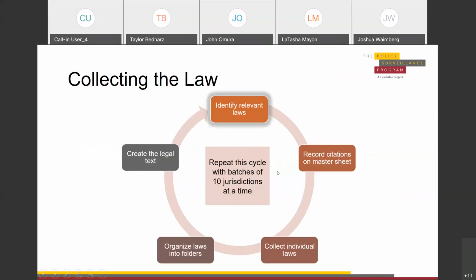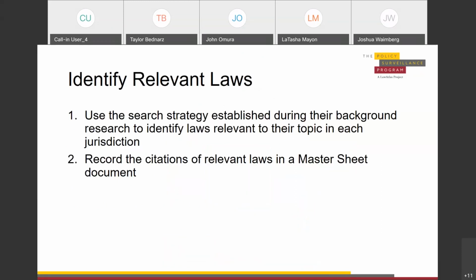And we're now going to go into every stage of this circular process that we've discussed briefly. So the first thing that we're going to do is identify relevant laws, the first step in the process of collecting the law. What this means is that we will use the search strategy established during the background research. As we did our background research and wrote our policy memos, we developed a search strategy that we recorded in our research protocol. So now we're going to bring back that search strategy and use it to identify laws relevant to the topic in each jurisdiction in the current batch.